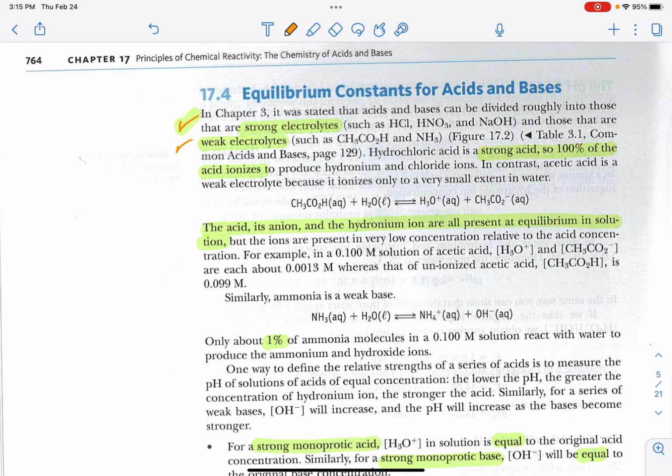A weak acid, a weak base, a weakly soluble salt will be a weak electrolyte because it has a strong attraction between the positive and negative particles, the cation and the anion, and as a result, it's difficult for the water molecule to yank them apart.